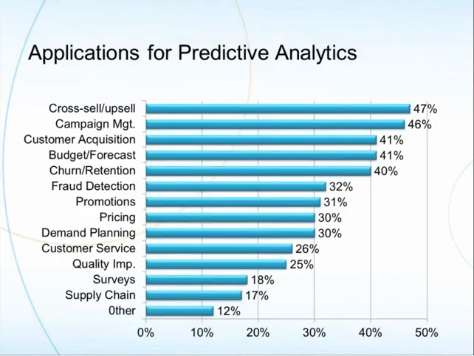Some of the applications that people use predictive analytics for are shown here on this particular slide. And they're pretty much split 50-50 between the behavioral analytics and the point forecast type analytics. So something like cross-sell and upsell is definitely a behavioral or predictive analytics. Something like a budget or a forecast obviously is a forecasting application.